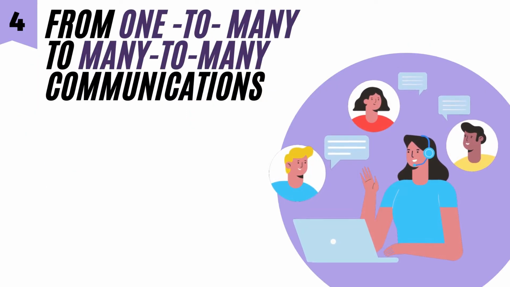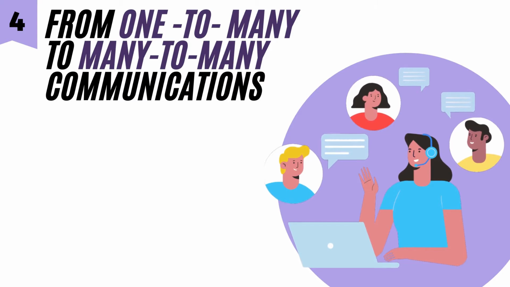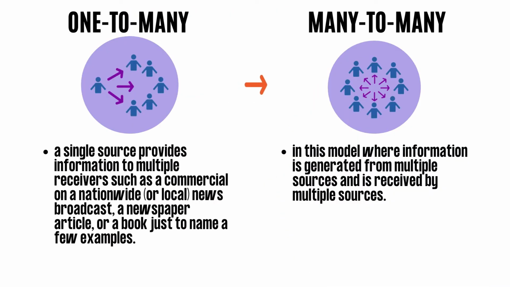Number 4. From one to many to many to many communications. The new media are many-to-many media. Here customers can interact with other customers via a website or in independent communities. In one-to-many, a single source provides information to multiple receivers, such as a commercial on a nationwide or local news broadcast, a newspaper article, or a book, just to name a few examples. In many-to-many, it is the model where information is generated from multiple sources and is received by multiple sources.